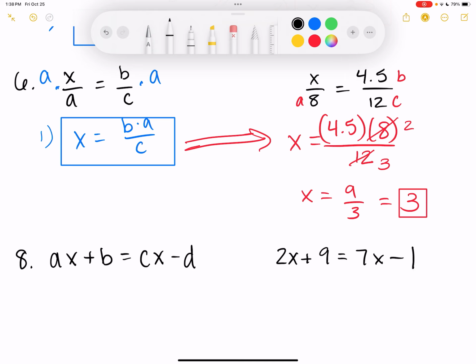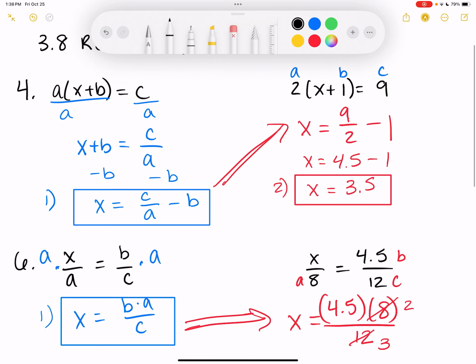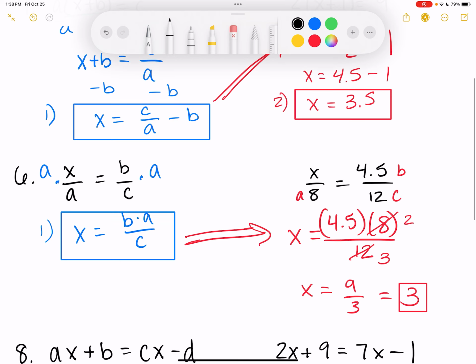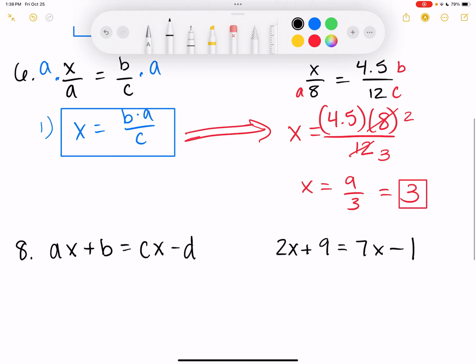So what do you notice is different about this one compared to the first two that we did? The numbers and the variables are together. They're not fractions. There's no decimals in this one. But what about the x's? They're being multiplied. There's 2. All the other problems have only had 1. But this one has 2.